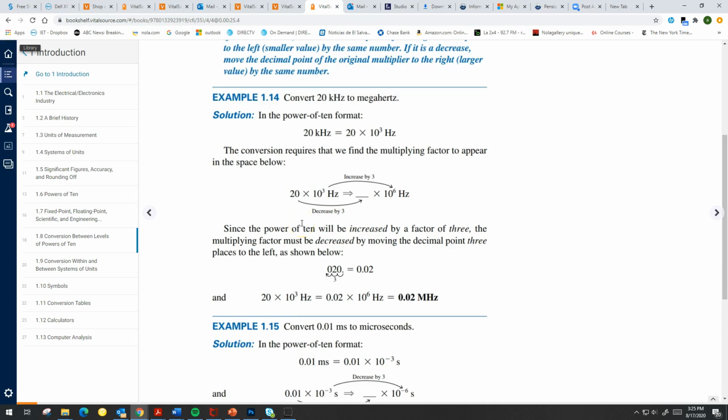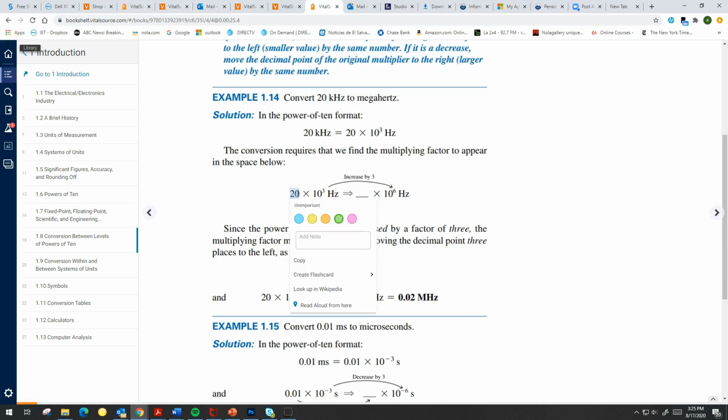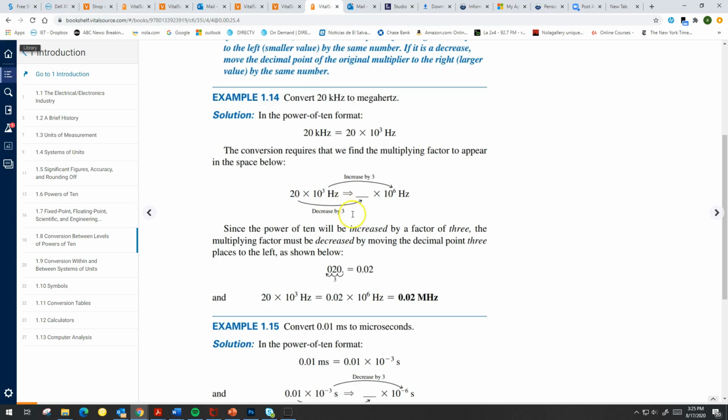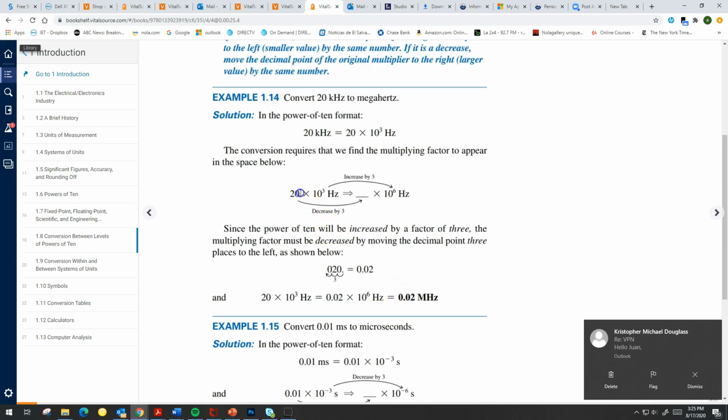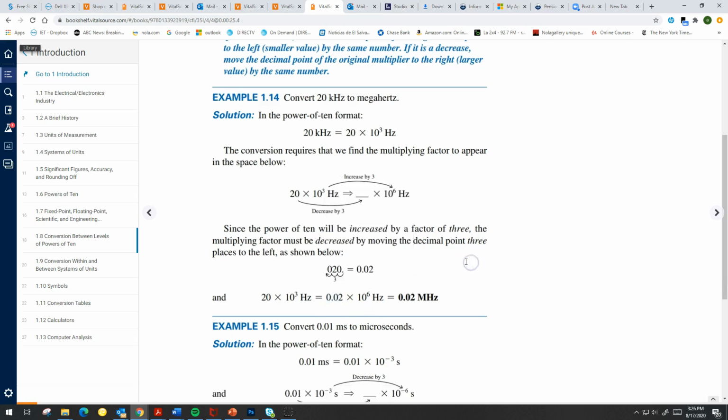That means that in making the conversion from kilohertz to megahertz, I'm increasing the exponent from 3 to 6, or by 3. So if I increase the exponent by 3, then in this empty space, which will be the transformation of this number, I'm going to decrease the decimal point by 3. In this number, the decimal point is right after the 20. It doesn't show it, but it's right there, after the 0. So I'm going to move the decimal point 3 places over to the left: 1, 2, 3, or 0.02.